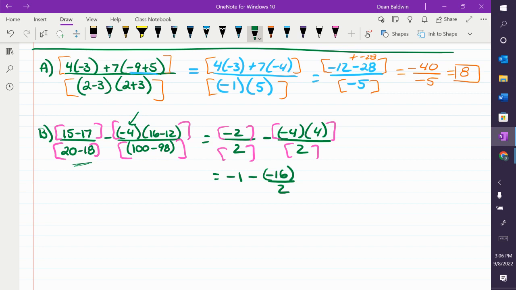Negative 8. Thank you. So now I have negative 1 minus negative 8. Do we like that double negative? What does it become? Positive, right? Negative 1 plus 8 is? 7. It's 8 minus 1. Negative 1 plus 8 is 7. Is that okay?